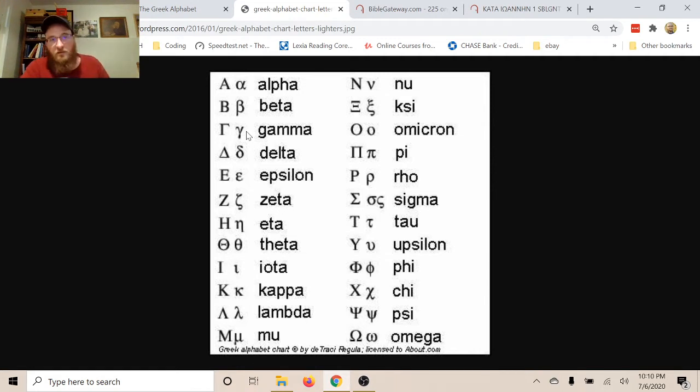Okay. So alpha makes an ah sound, just like ahi tuna, right? Alpha, ah. Beta makes a B sound as in boy. So just B, B, B. All right. So gamma makes the hard G sound like got, God. Very good. Right there.